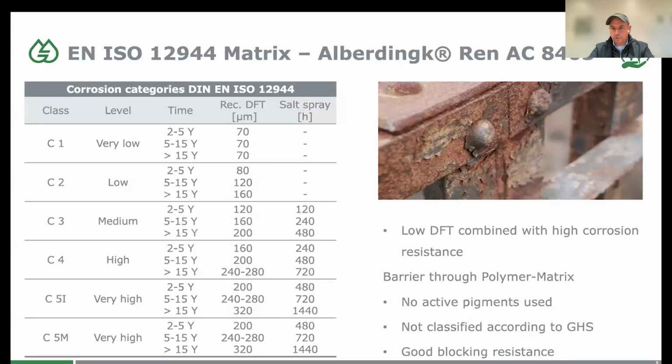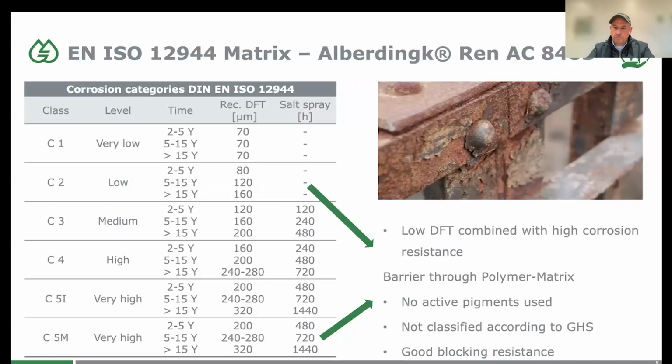What we are trying to do, because we are trying to have something that is more sustainable, is to combine a low film thickness, which is usually more like a C2 type film thickness, with the resistance of a C5 protection level. So if we can reduce the dry film thickness without compromising the properties, that is the ideal scenario. And we achieve that by having a proper barrier, which is created by the polymer matrix that we are using.